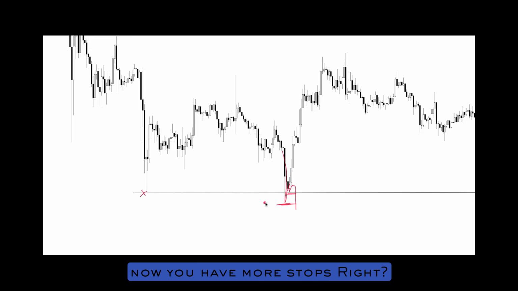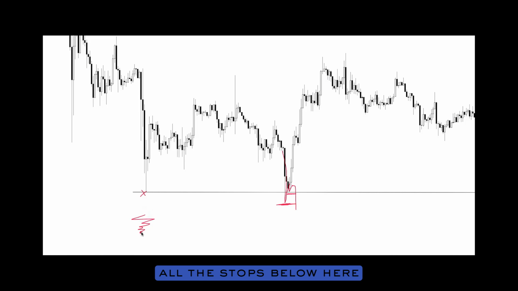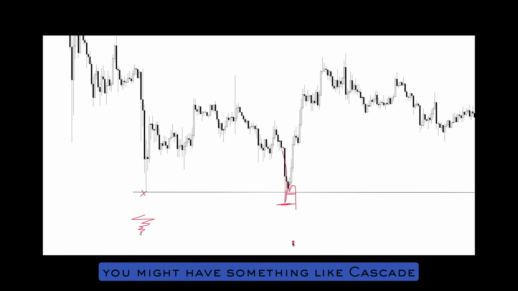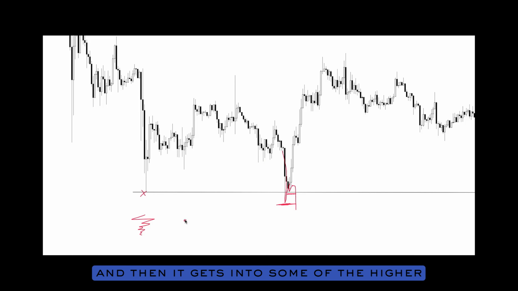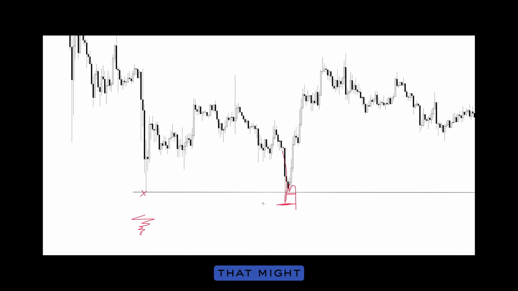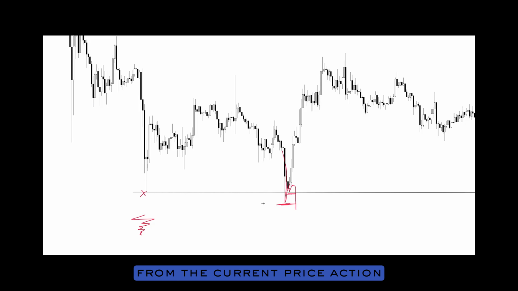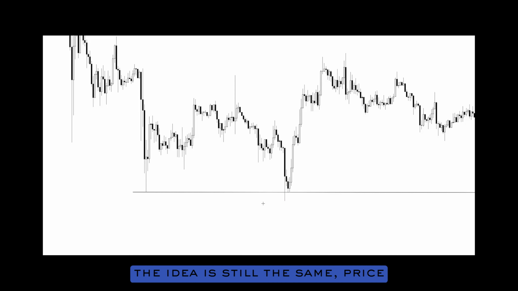Because at this point now you have more stops, and if you didn't trigger all the stops below here, at this point you might have something like a cascade. You trip this first period of stops, then the next one, and then it gets into some of the higher time frame position trader stops that might have a little bit more distance from the current price action. The idea is still the same.